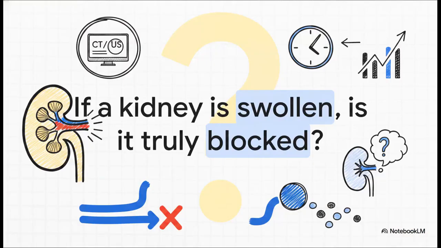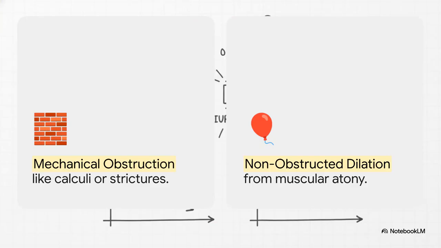Okay, let's jump right in with a fundamental question. Imagine a clinician is looking at an anatomical scan, say a CT or an ultrasound, and they see this massively dilated, swollen collecting system in the kidney. The immediate mystery they have to solve is this. If a kidney is swollen, is it actually blocked? The reality is, static anatomical scans are great at showing us the dilation, but they simply cannot predict the actual urodynamic function.